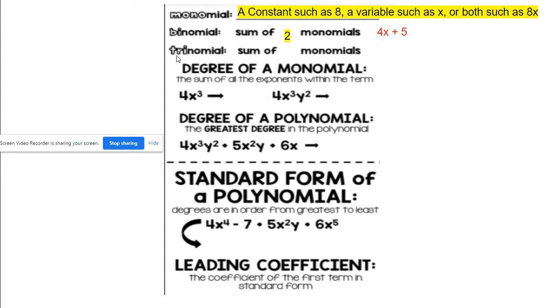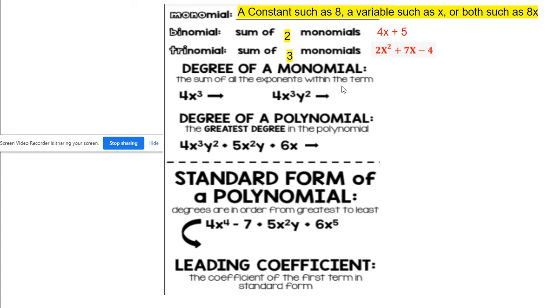A trinomial has a prefix of the word tri, and tri means 3. So a trinomial is a sum of three monomials. For example, 2x to the second power plus 7x minus 4. This term is a monomial, this term is a monomial, this term is a monomial. When I have 3, I have a trinomial.